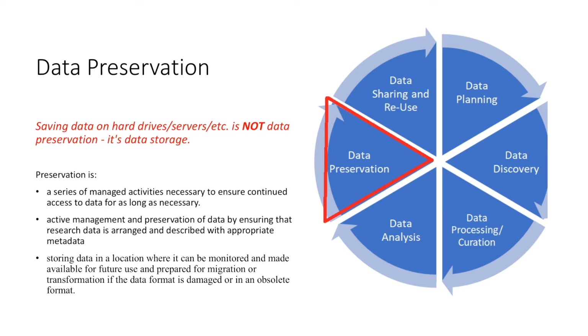So, what is data preservation? Data preservation is a series of managed activities necessary to ensure continued access to data for as long as necessary. It is the active management and preservation of data by ensuring that research data is arranged and described with appropriate metadata, storing data in a location where it can be monitored and made available for future use and prepared for migration or transformation if the data format is damaged or in an obsolete format. Preservation ensures longevity of and continued access to your data.